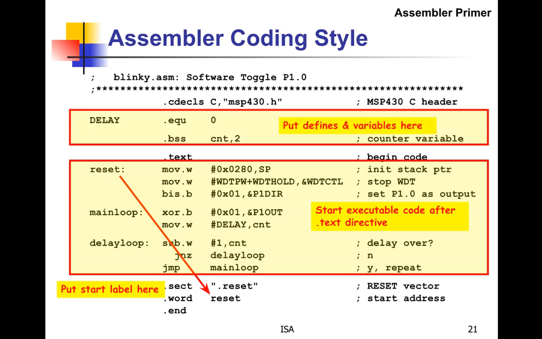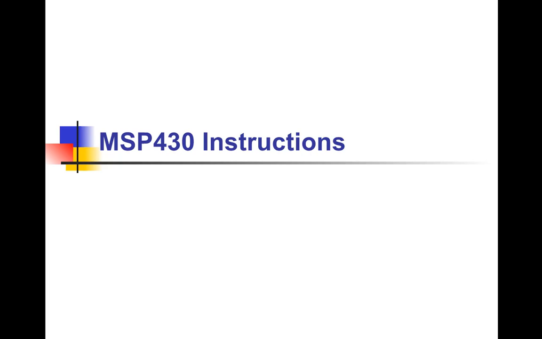This top stuff, like I said up here, is where you put your variables. So that's kind of the basic introduction to how MSP430 assembly language looks. Now we want to look at some of the instructions for the MSP430.